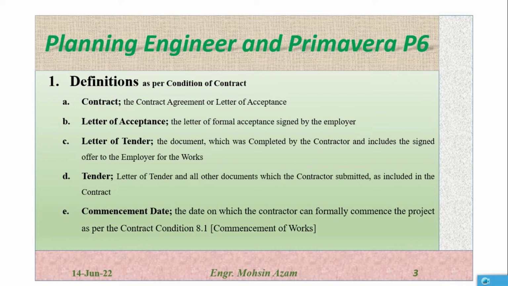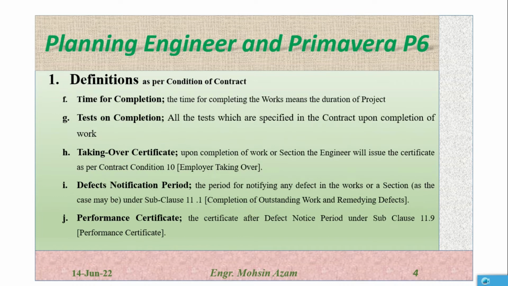contractually start the project. Time for completion, the time for completing the work, means the duration of the project. So the time for completion means the total duration of the project. Test on completion, all the tests which are specified in the contract upon the completion of the work. So all the tests which are specified in the contract upon the completion of the project will be named as test on completion.